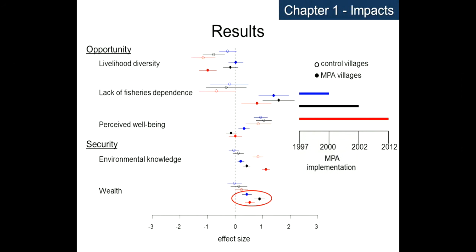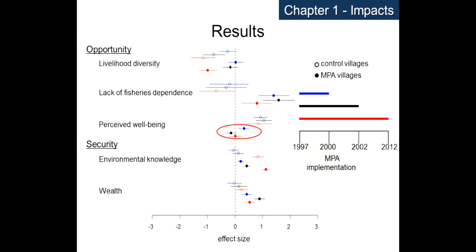The first is that the impacts on perceived well-being appear to be at odds with more objective indicators of well-being, such as wealth. If we look at perceived well-being, we can see that there are positive changes in people's perceived well-being in the control villages. But these positive changes are not reflected in the MPA villages. So this suggests that the project was actually having a negative effect on people's perceived well-being.